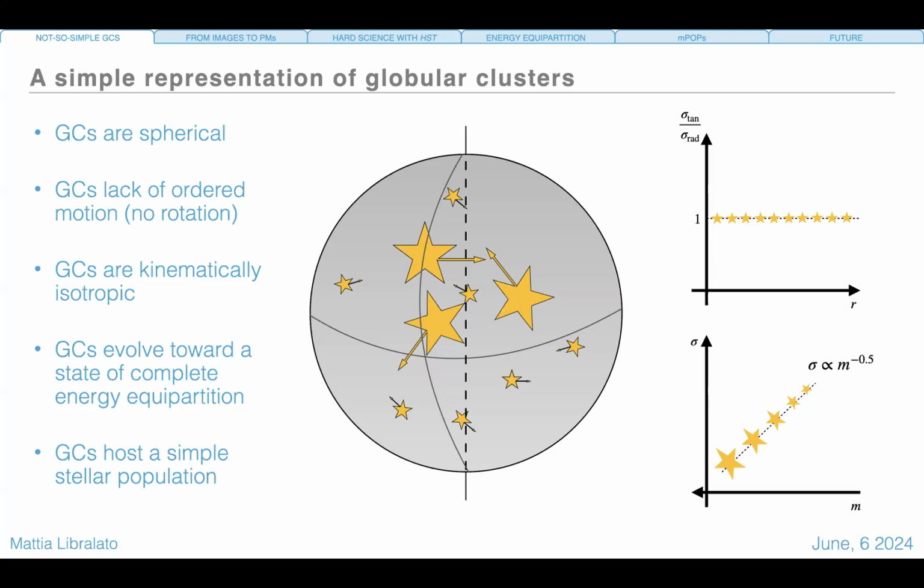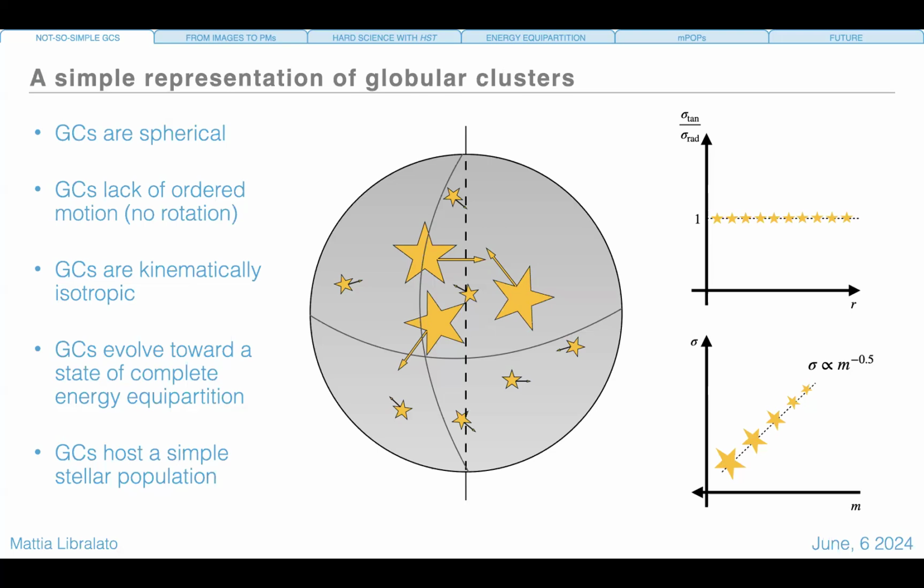Globular clusters are collisional systems, so stars exchange energy with each other, and after a long time, they reach a complete state of energy equipartition. Stars have the same average kinetic energy, and there is a very famous relation between velocity dispersion and mass of the stars. And of course, globular clusters host a simple stellar population, so stars born at the same time from the same molecular cloud, so they share the same chemical composition.